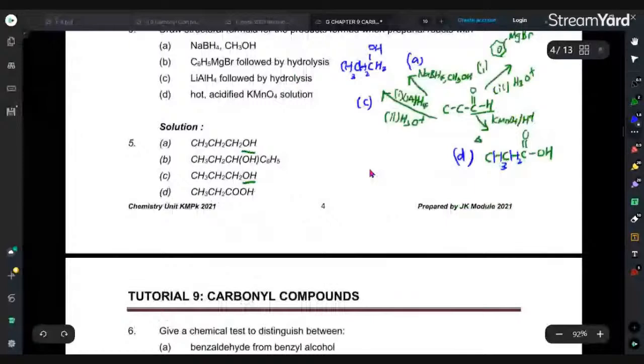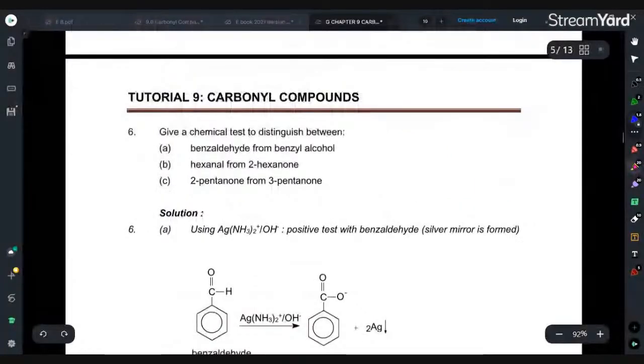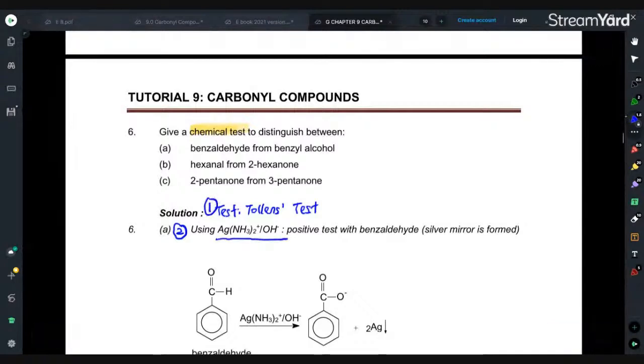Okay, now we move on to chemical test. As I mentioned before, for chemical test, I keep emphasizing you must follow the format. First, tell me the test. In this case, I'm using Tollens' test. So you must write down test, which is Tollens' test. Second, what is the reagent? The reagent is this one. This is the answer scheme, which gives the positive test with benzaldehyde, silver mirror forms. You can ignore it.